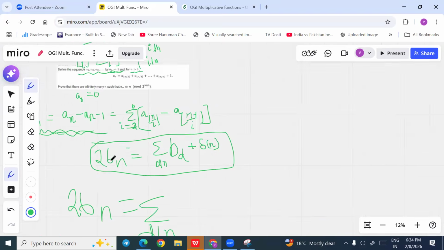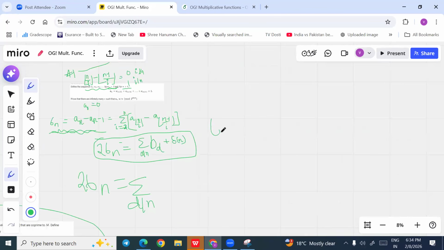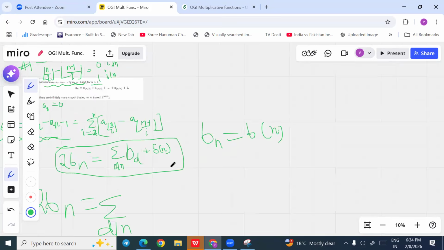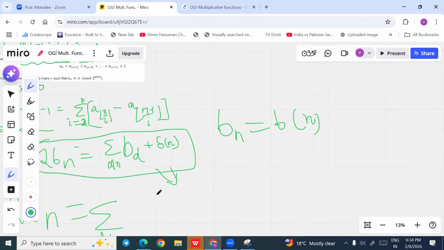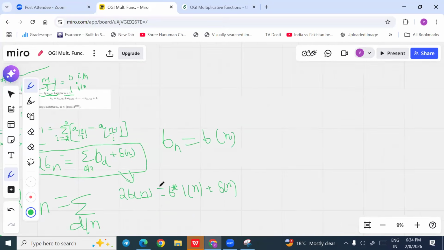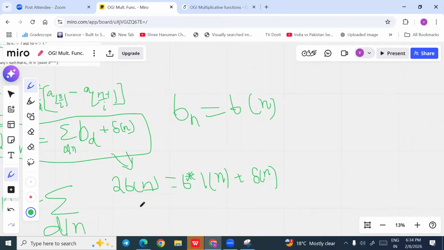Now we'll use our famous Dirichlet convolution. So let me denote bn as b of n, just for notation reasons. So you will get that 2b of n, and this is the Dirichlet convolution of b with 1 of n, and this is delta of n. Now what we'll do is that we'll use Möbius inversion.